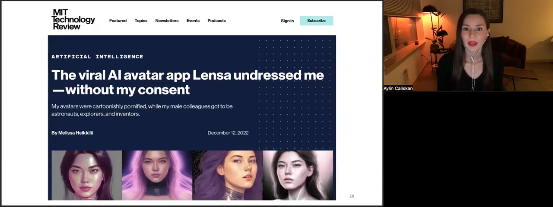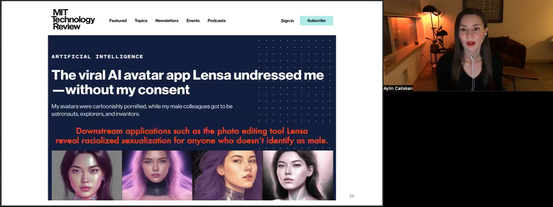The AI-based photo editing tool Lensa is found to sexualize the images of anyone who doesn't identify as male, and racialized sexualization was even more prominent.